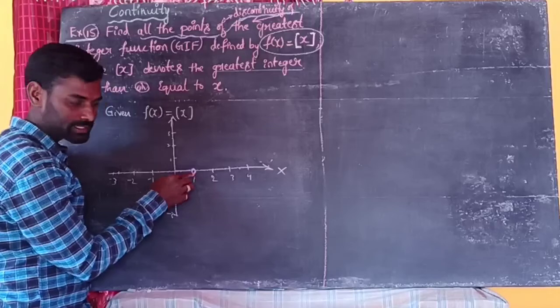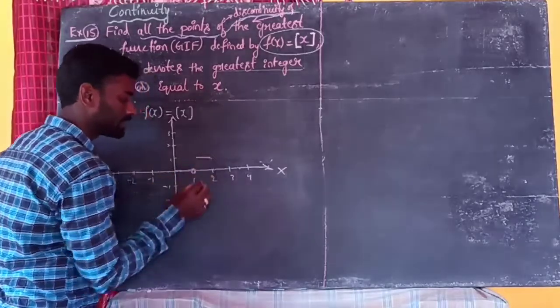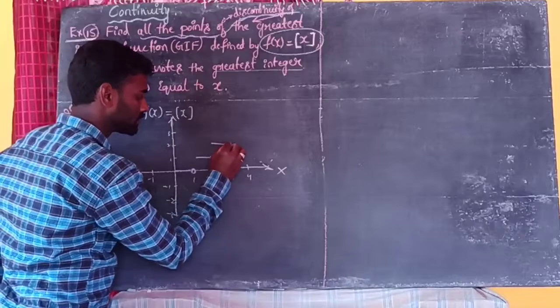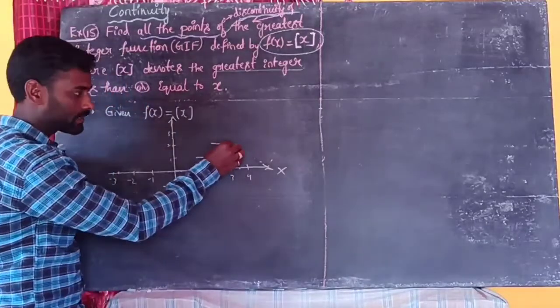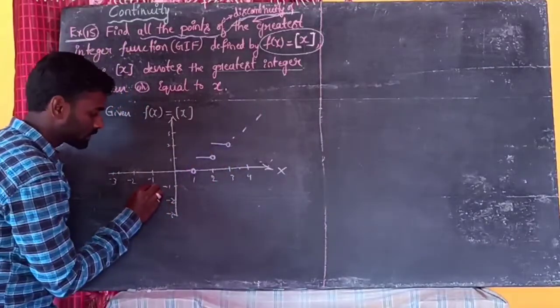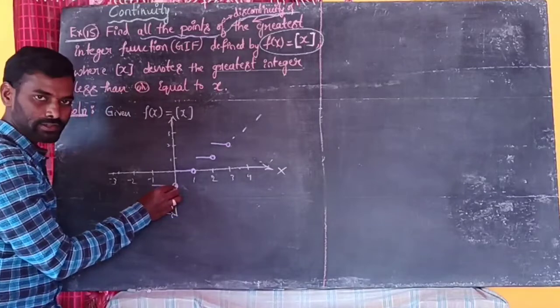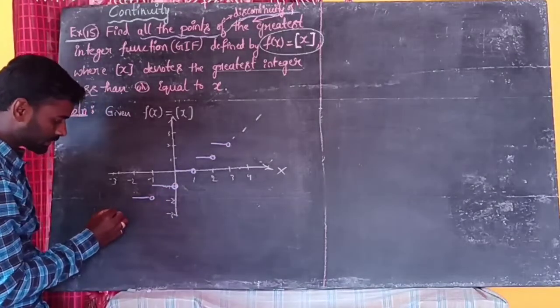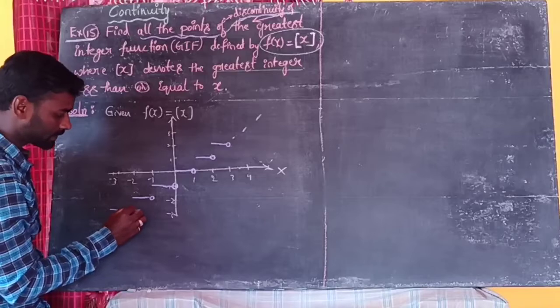Here this point 1 is not included. Here again we lift the pen. Here this point is not included. Here this point 3 is not included, etc. Here this point minus 1 is not included, here this point minus 2 is not included, here this point is not included guys.